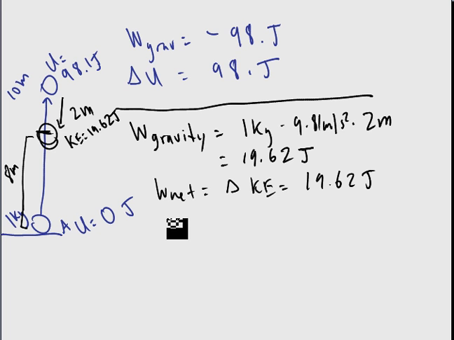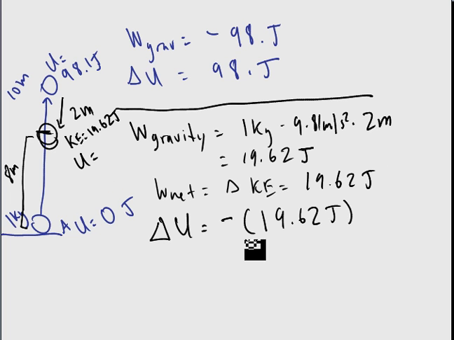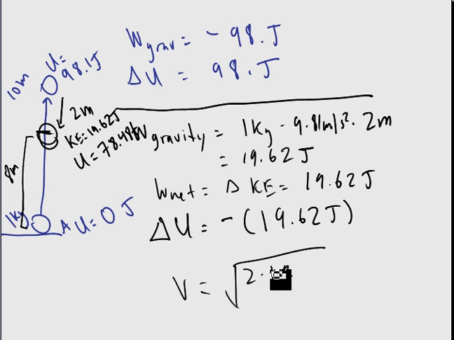Okay, so if we look at the change in potential energy now, remember it's the negative of the work done by gravity, which we found to be 19.62 joules. So that means that it lost 19.62 joules of potential energy. So now it only has 78.48 joules of potential energy. To find the ball's velocity, we just use the kinetic energy equation. V equals the square root of 2 times 19.62 joules over 1 kilogram.